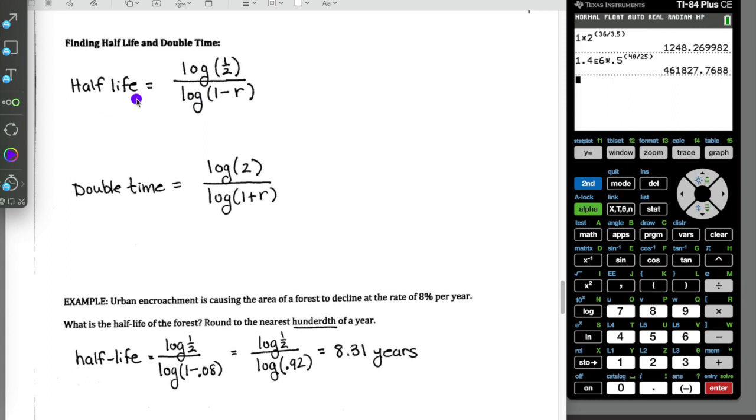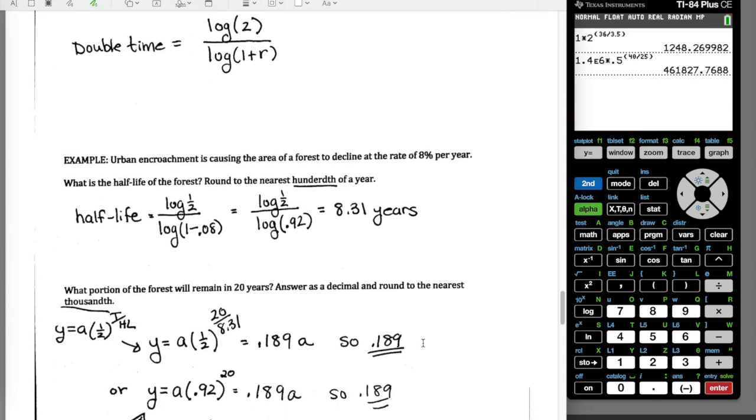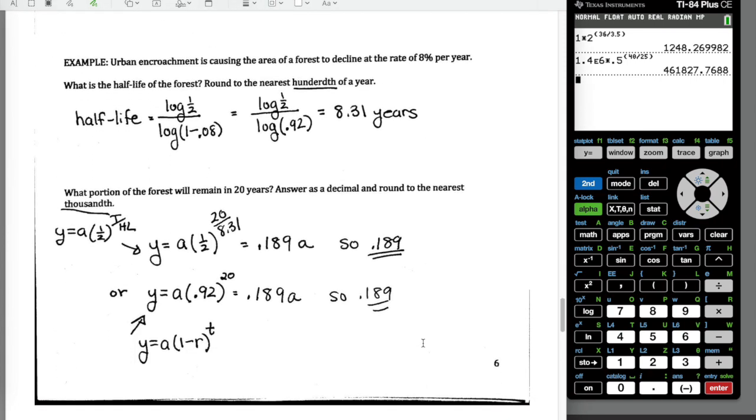To find the half-life, you're going to take the log of a half and divide by the log of 1 minus r. To find the double time, you're going to take the log of 2 and divide by the log of 1 plus r. And your log button, if you're not sure where it is, it's right to the left of your 7 on your keypad. So if you look to the left of your 7, it says LOG. That's your log button. So let me walk you through how we use these formulas.